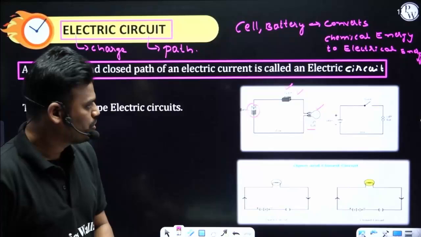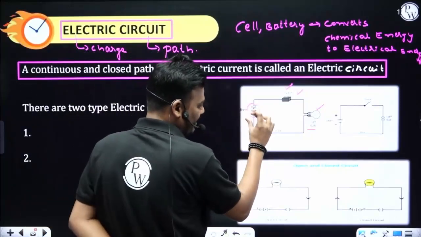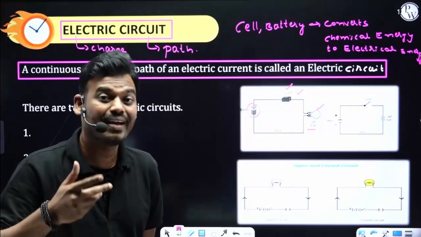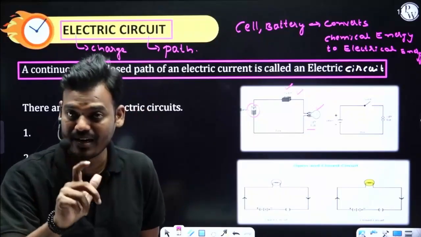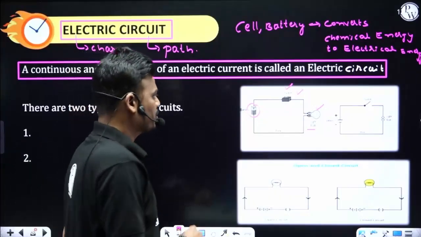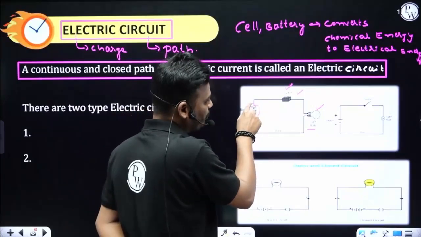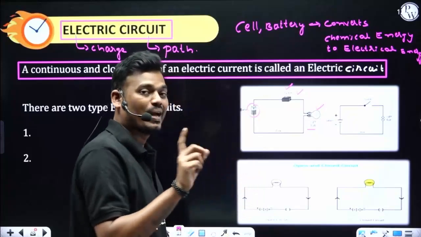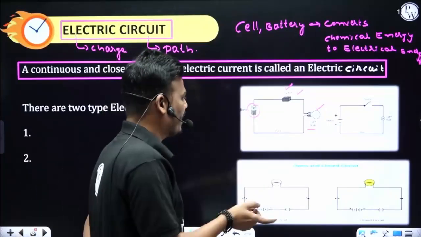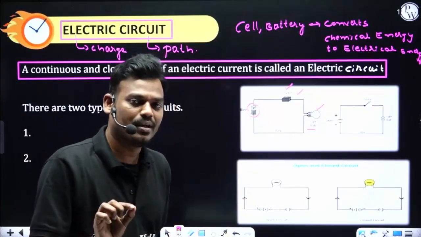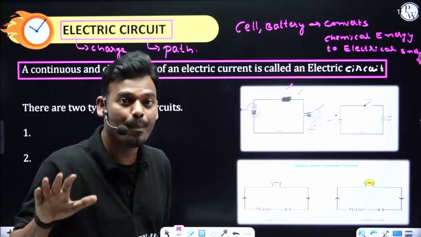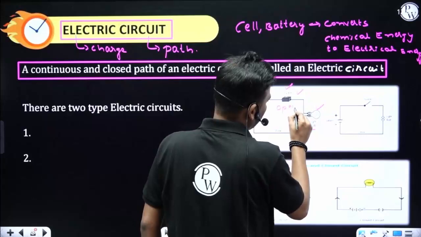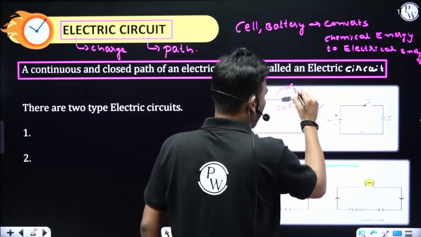Now, here the battery or cell acts as a source of electrical energy. That means it is converting chemical energy into electrical energy. So what happens is the charge starts flowing through the wire when the switch is closed, that means when a switch is on. Here I'll consider the first case, that is the circuit is open. Circuit is open means here the switch is in off state.